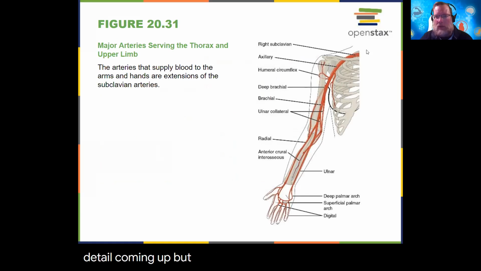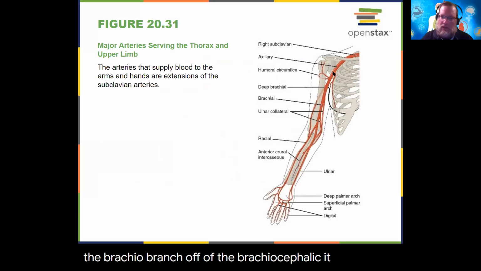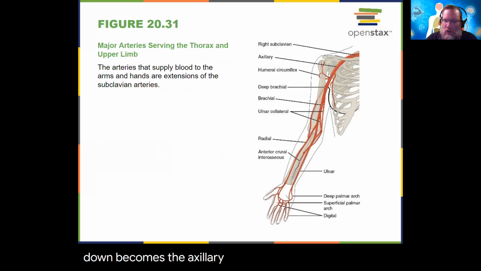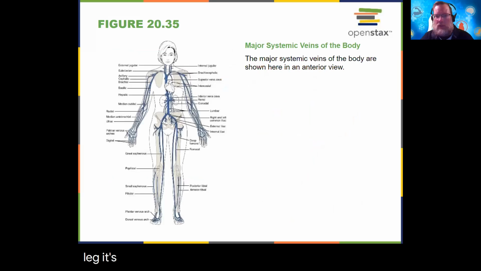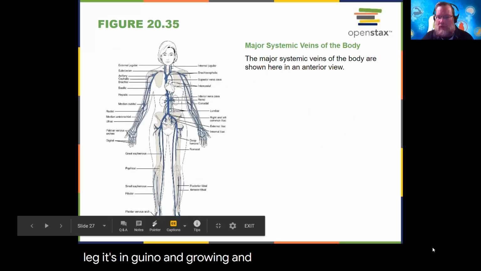But again, we see the right arm. We have the right subclavian, so it comes off of the brachiocephalic. It's the brachio branch off of the brachiocephalic, and it comes down, becomes the axillary artery. And then we've got a little circumflex artery that circles around the proximal area of the humerus, and so on. And the brachial artery, radial, ulnar, so named for the bone. You know the bones. You know brachial means arm. You know radius and ulna. So yeah, there you go. Same with the leg. It's inguinal and groin and femur and femoral.